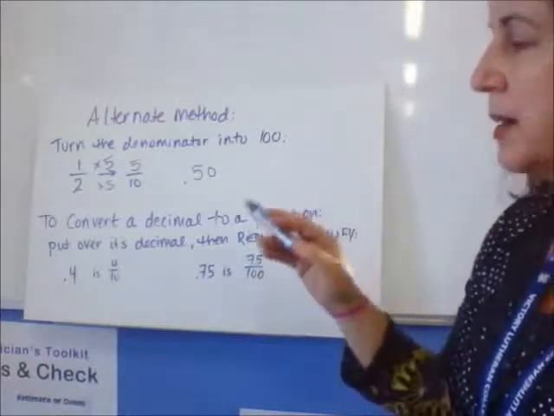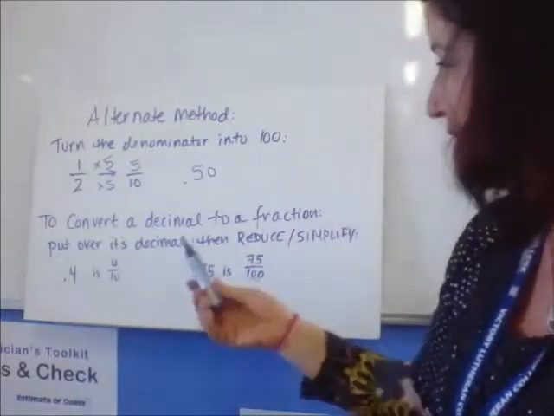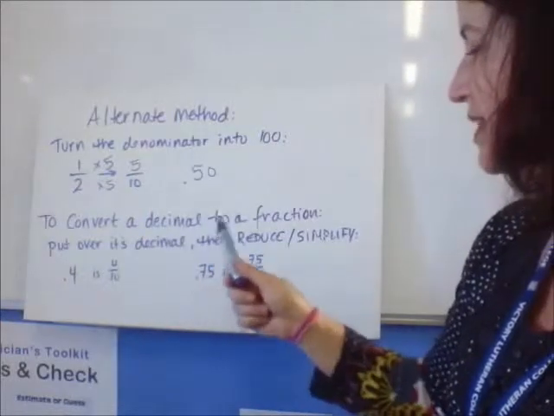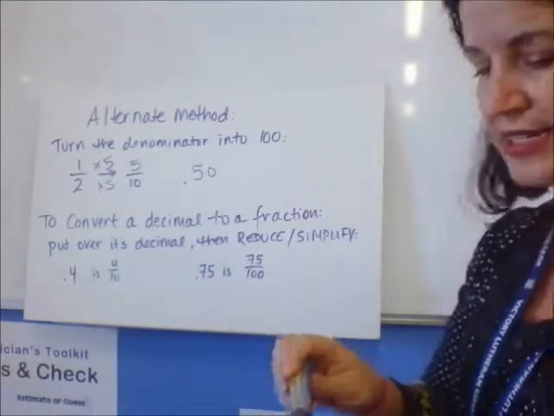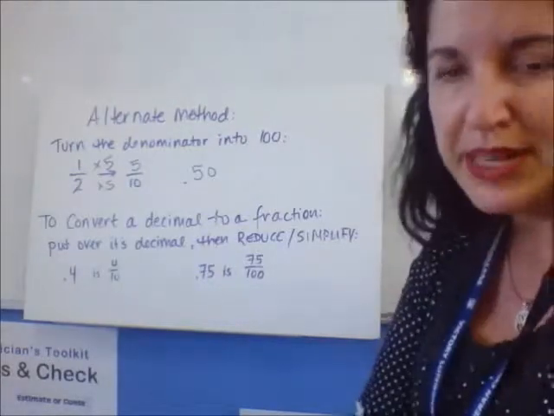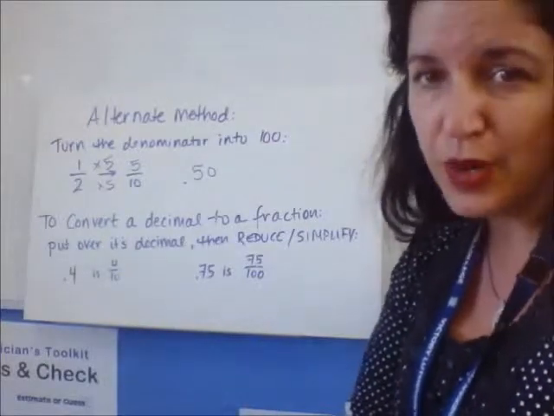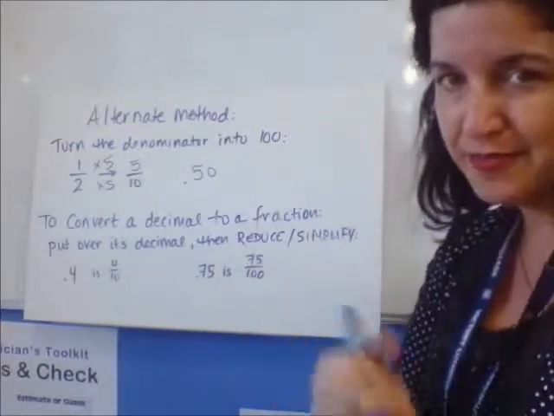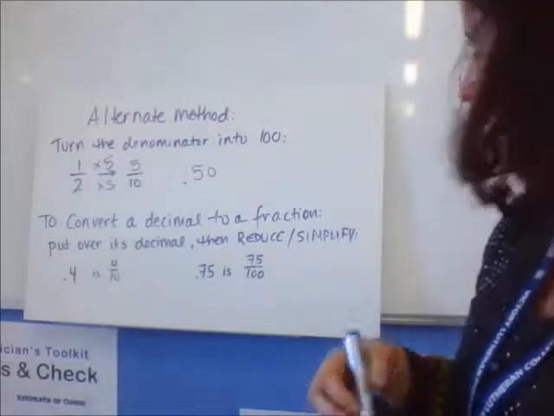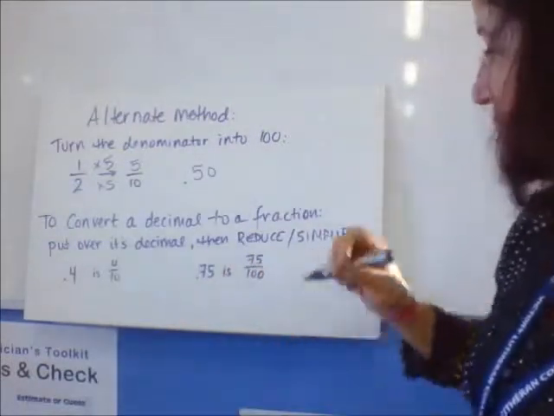Okay. Now, if you've got a decimal and you want to convert it to a fraction, what do you do? You can put it over its decimal place value, then reduce and simplify it. And what do I mean by that? What I mean is, if you've got 0.4, the way you would read that is 4/10. So that makes it really easy. You just put the 4 over the 10, okay? And then you can simplify.